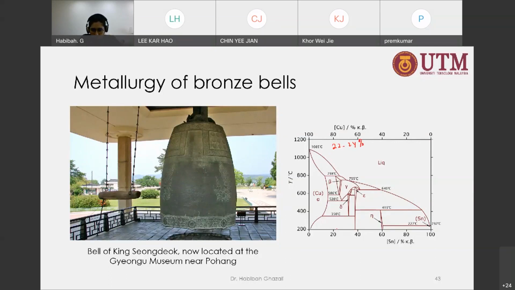Okay, so as you can see, when it solidified, it comes from this, you have alpha, and then you start to have alpha and beta here. But eventually you will have alpha, and also here you can see alpha and delta. This delta is quite brittle. And if you solidify them in equilibrium, eventually you will have alpha and epsilon. Again, this is quite brittle.